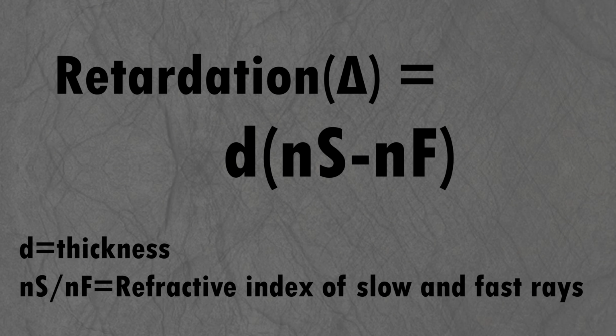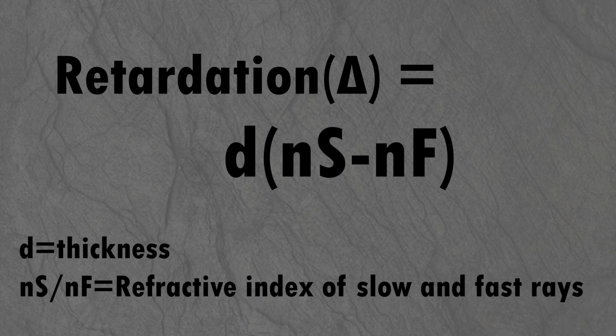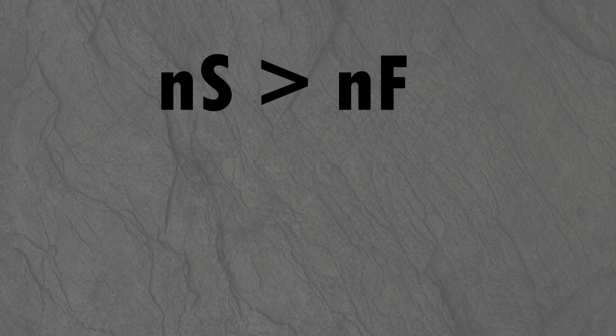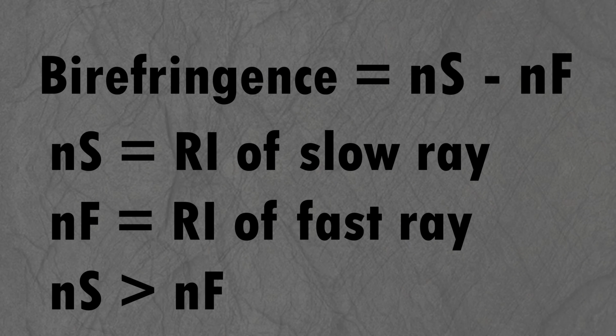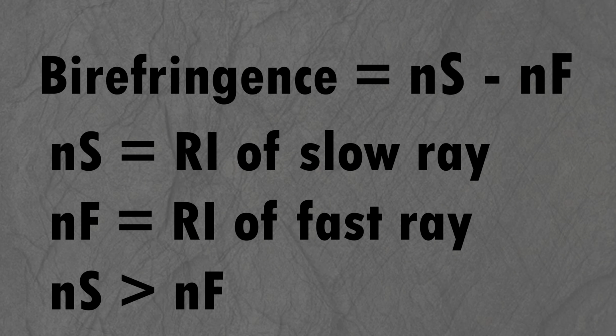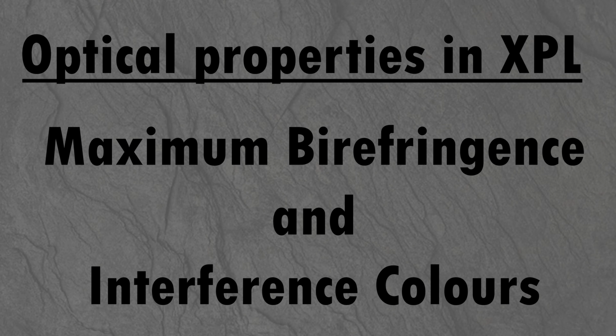This change in velocity results in a lag between the slow and fast ray emerging from the crystal, which causes a difference in the refractive index of the two rays, with the slow ray having a higher refractive index. Remember, the refractive index is the velocity of light in a vacuum divided by the velocity of light in a crystal. The difference between the refractive indexes of the two rays results in the birefringence of the mineral, the refractive index of the slow ray minus the refractive index of the fast ray. The maximum birefringence is a diagnostic property of a mineral.